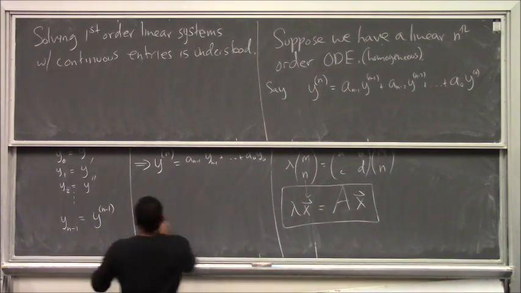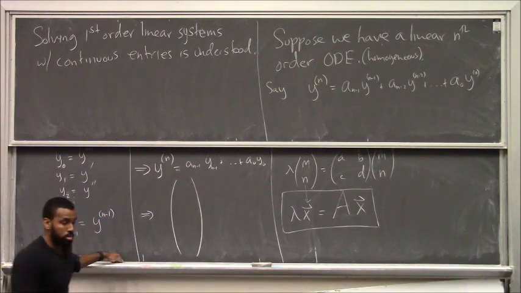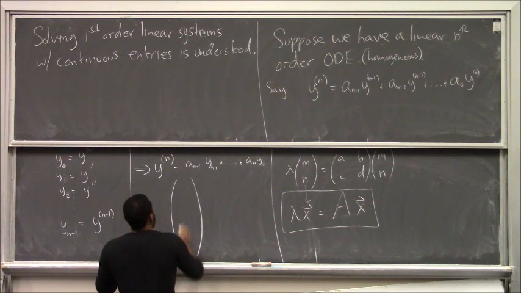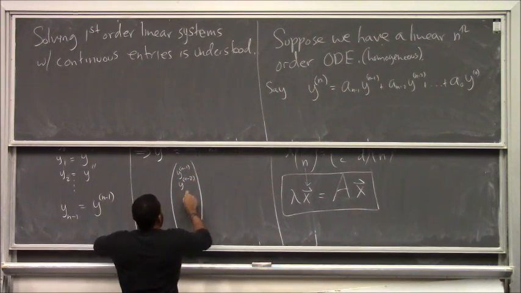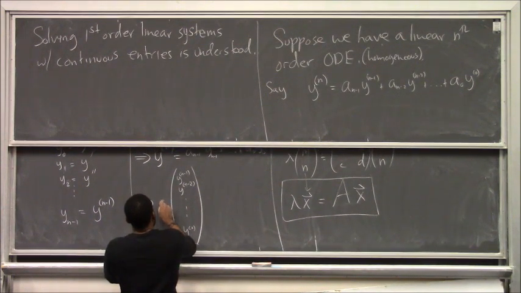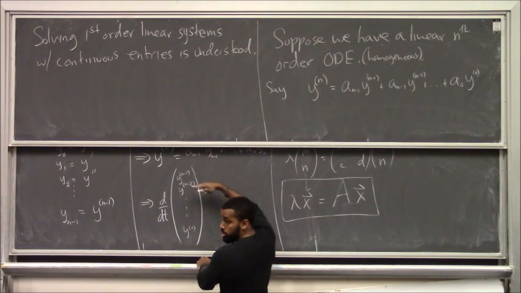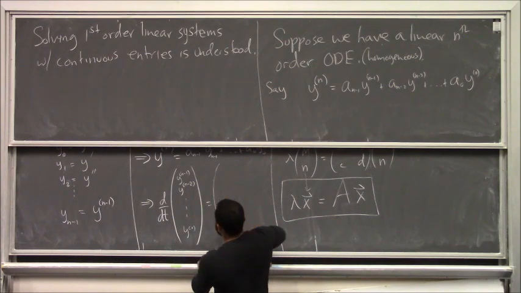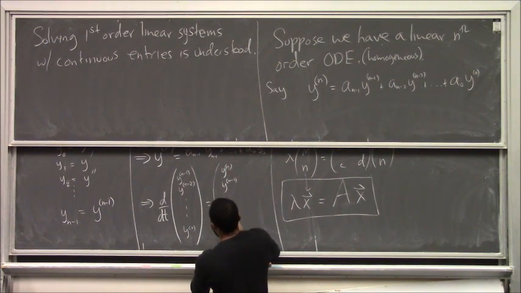And now what I can do is create a vector that's going to hold all of these derivatives. So let me put the y to the n minus 1 here, the y to the n minus 2, all the way down to the y to the 0. And notice that if I take the derivative of this, I'm going to bump up all these guys by one derivative. So that's going to give me the y to the n minus 1, all the way down to the y prime.